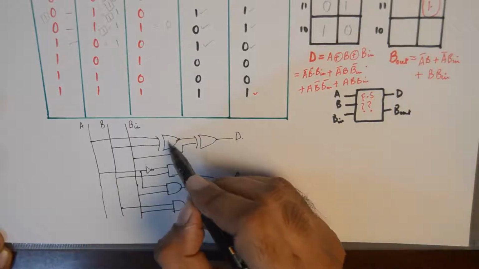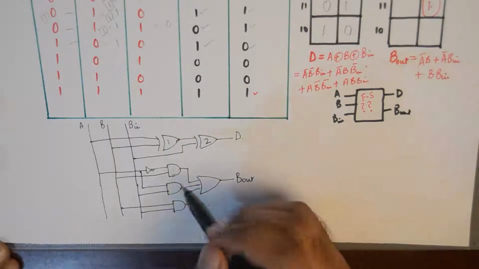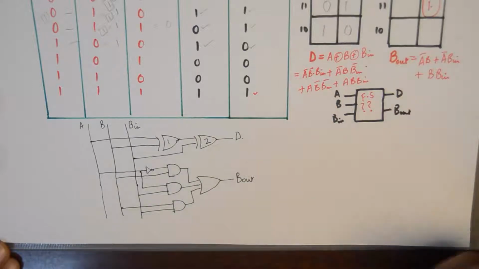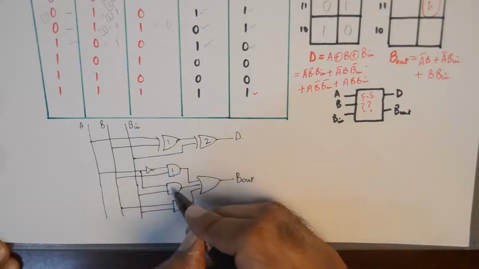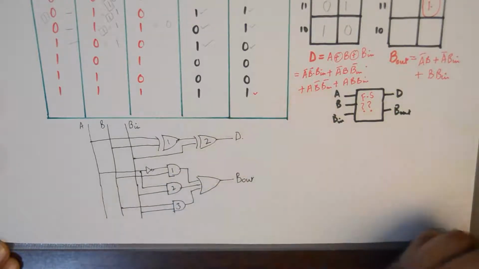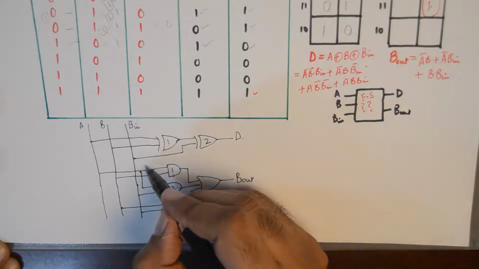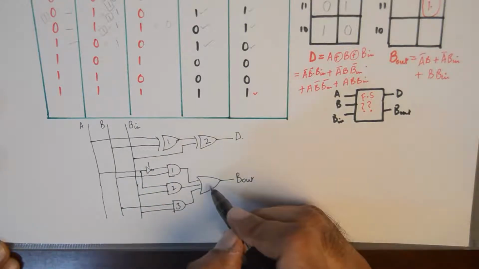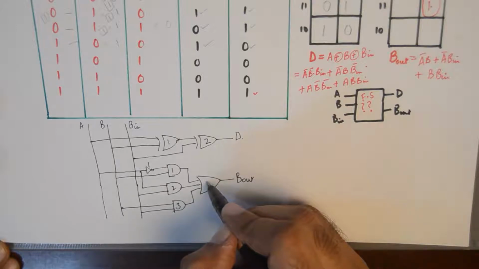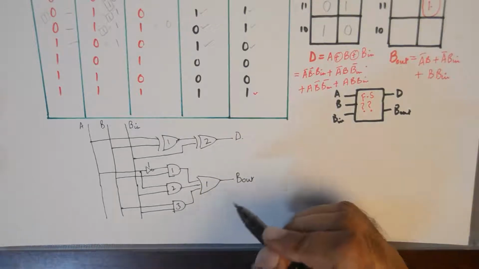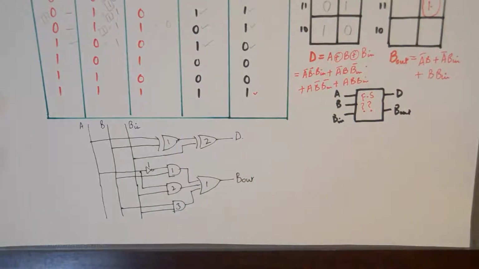So we need 2 XOR gates, then we need 3 AND gates, we need an inverter, and we need a 3 input OR gate. So that is how the logic circuit of full subtractor is realized.